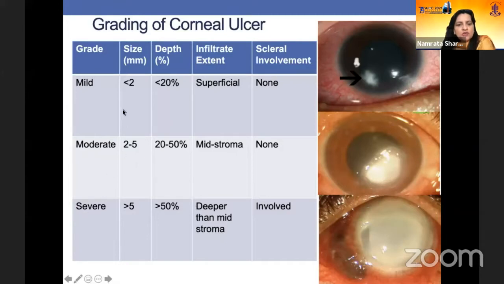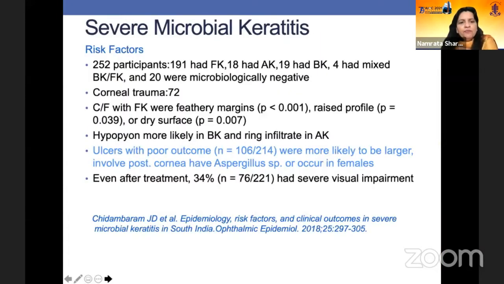Mild is less than 2 millimeter, moderate is 2 to 5, severe is more than 5. Likewise, the depth is less than 20%, 20 to 50%, more than 50%, and infiltrate extent could be superficial, mid to stroma, or deeper than mid stroma, and scleral involvement is none or severe. Depending upon this, the treatment would go both for bacterial and for fungal keratitis, and that is why you should know the grade of the ulcer.